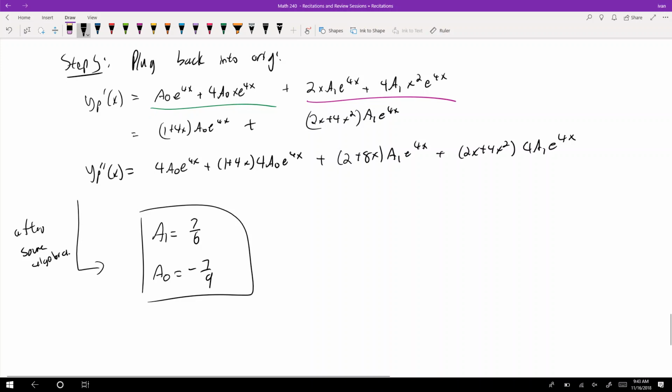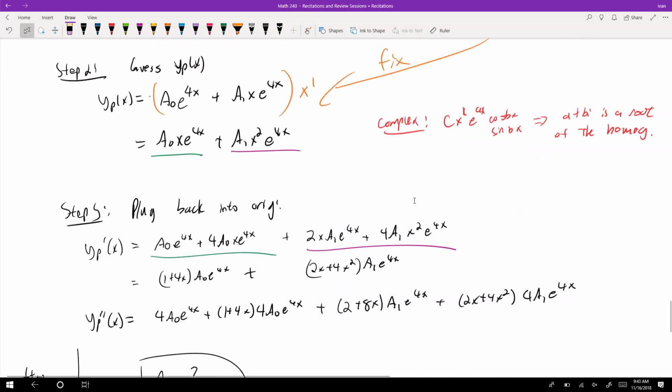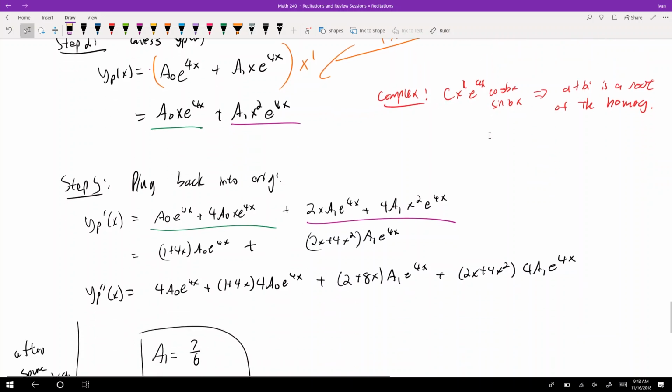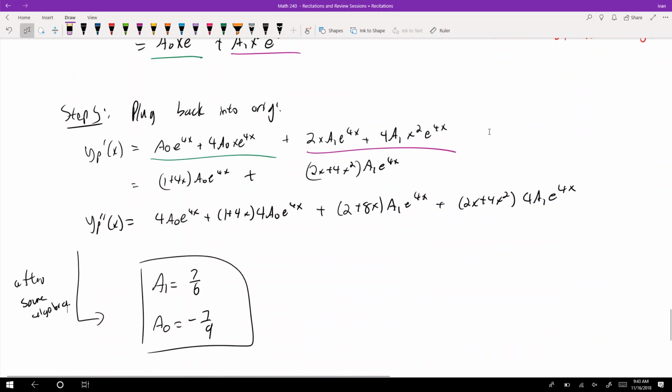Okay? And so the important thing is to realize that this is your guess for y_p of x. That's important to know, that you need to change it. And the second thing is to recognize that your derivatives require the product rule almost everywhere. And the rest is just really computationally tedious algebra.